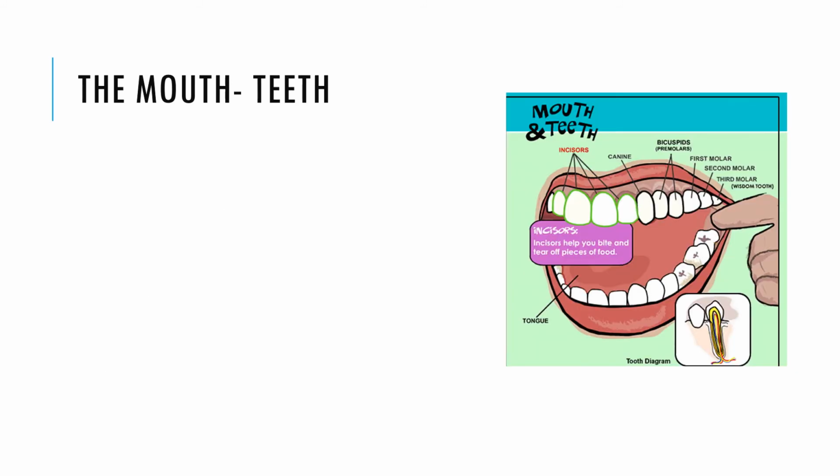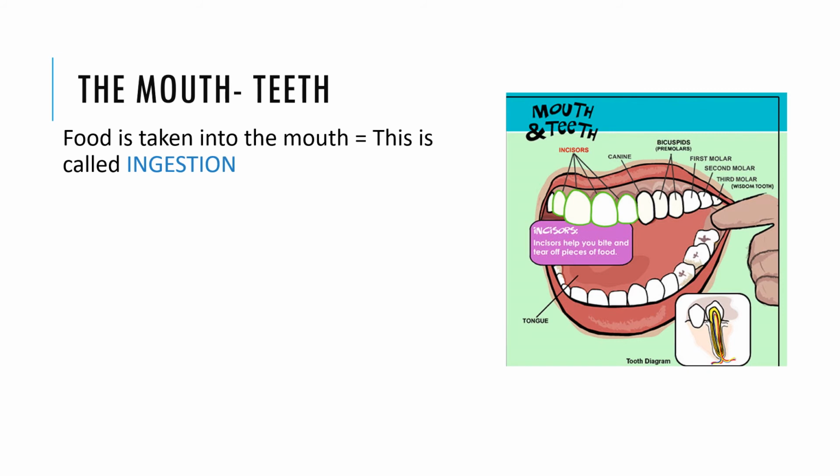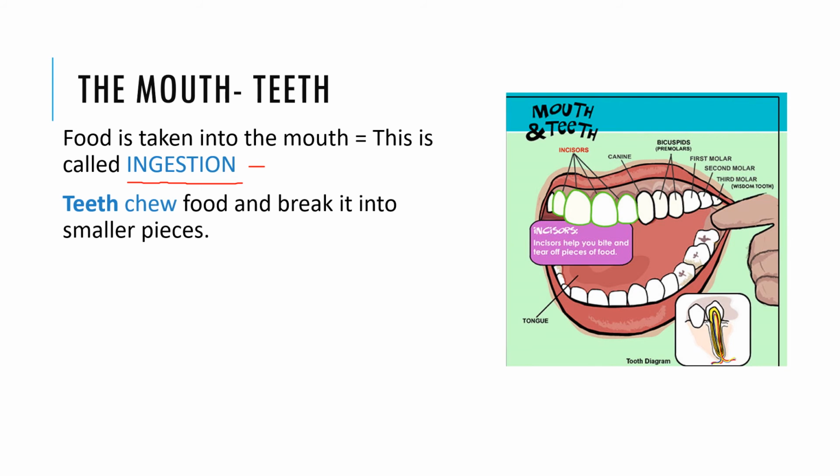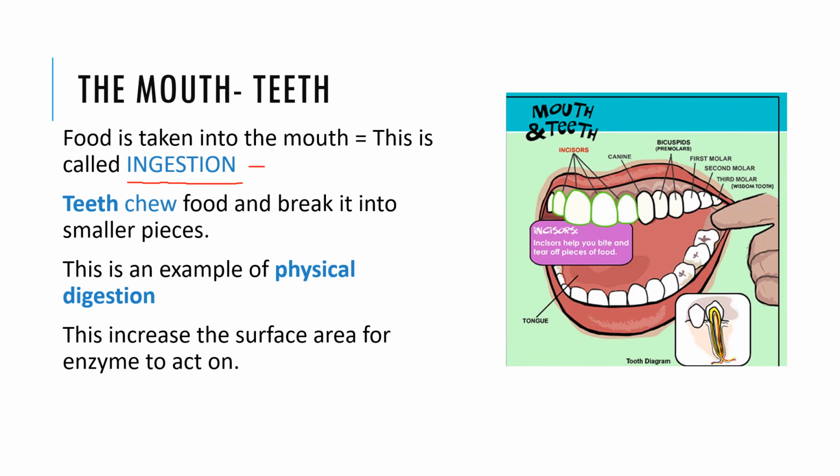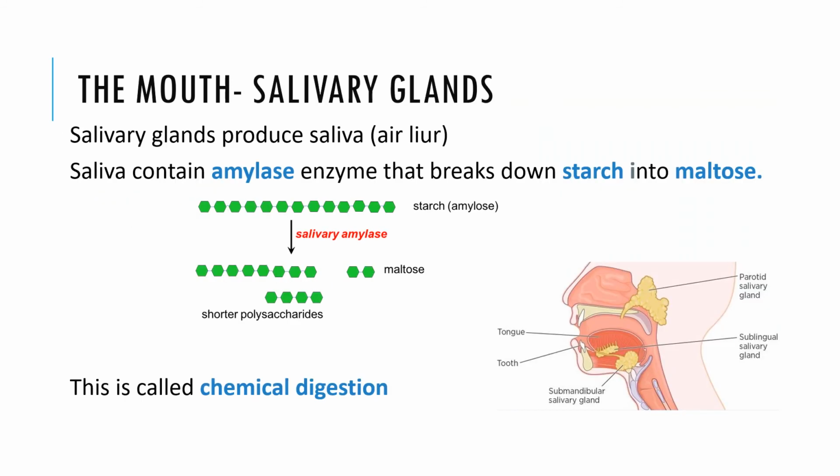Function of the teeth. The first thing that happens in your mouth is the food is being chewed. First, you put the food inside your mouth. This is called ingestion, the first process of digestion. After that, your teeth chew food, tear food, and break it down into smaller pieces. This is an example of physical digestion, to increase the surface area.